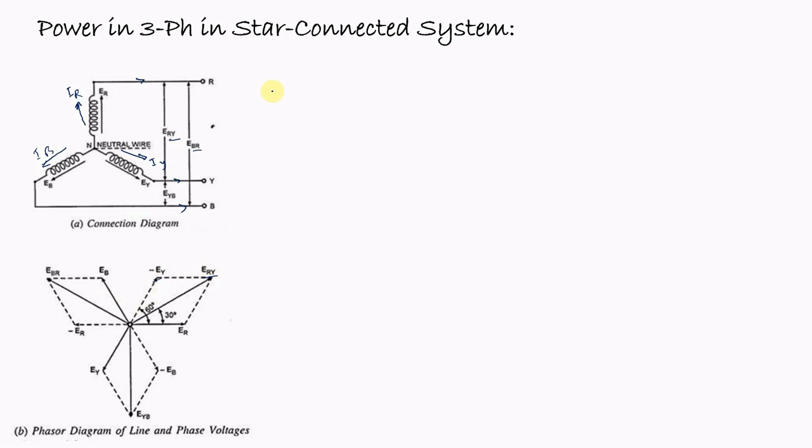So if we want to write the instantaneous voltage expressions of the phase voltages, then the R phase voltage can be written as E max sin omega t, where we know that the maximum value is root 2 times the RMS value. The maximum value is equal to root 2 times the RMS value. So here the RMS value of the phase voltage is nothing but E phase, that is the phase voltage.